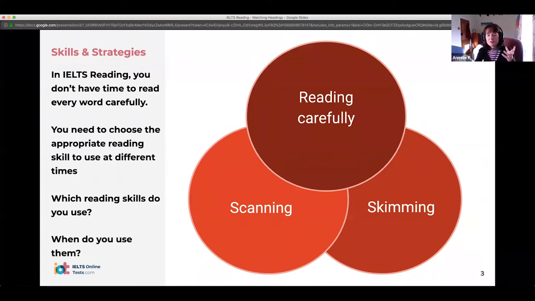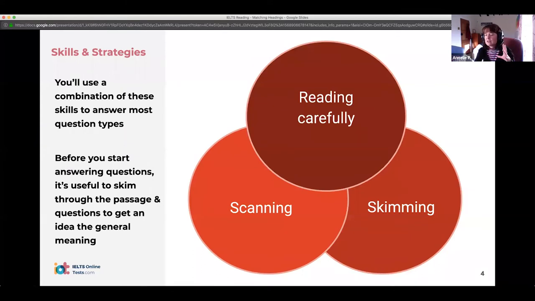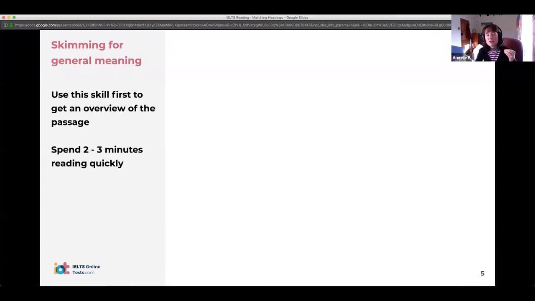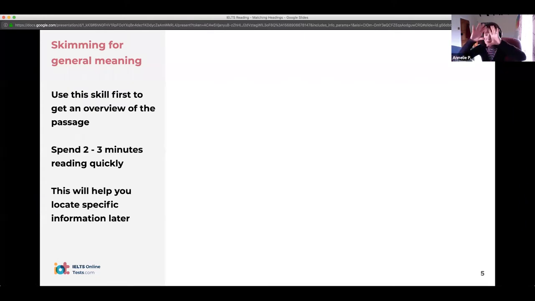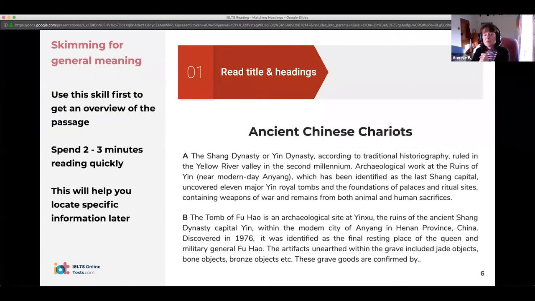Okay, so let's have a look at how we use these skills in general. Okay, so skimming we tend to use at the beginning just to give you an overall idea, because then you know more or less what is going to happen in that passage. Okay, so what do we skim read? We need to have a look, just a couple of minutes at the passage, and that's just going to give us a very general idea, but it's also going to help us to plan out that passage so we know where we're looking later on. Okay. So first thing you need to do is read the title, read any subheadings there are. Also, quite often there's a diagram or a picture, and that's going to give you quite a lot of information as well. Okay.